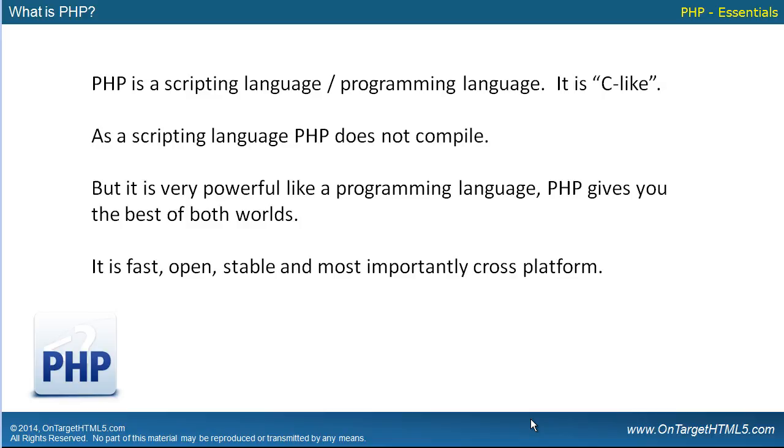PHP is a scripting language / programming language. It's C-like in its syntax. As a scripting language, PHP does not compile. That's the difference between a scripting language and a programming language. As a scripting language, there is no compiling of the language itself once it's written. But it's very powerful like a programming language, and PHP gives you the best of both worlds. Because there is a lot of power in PHP, as you're going to see as we work through these tutorial series. There's a lot of things that you can do with PHP that would be very similar to a programming language. It's fast, it's open source like I said earlier, it's stable, and most importantly, it's cross-platform.